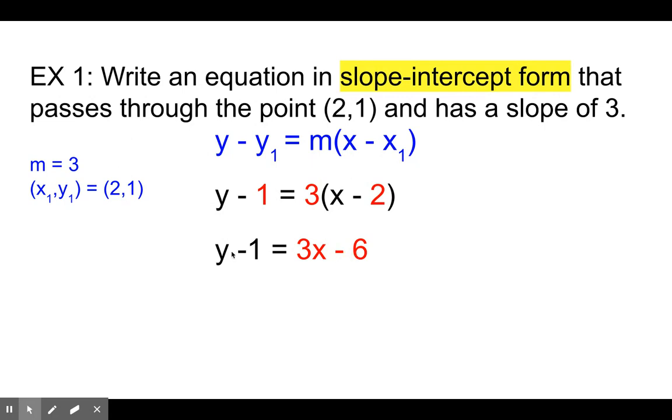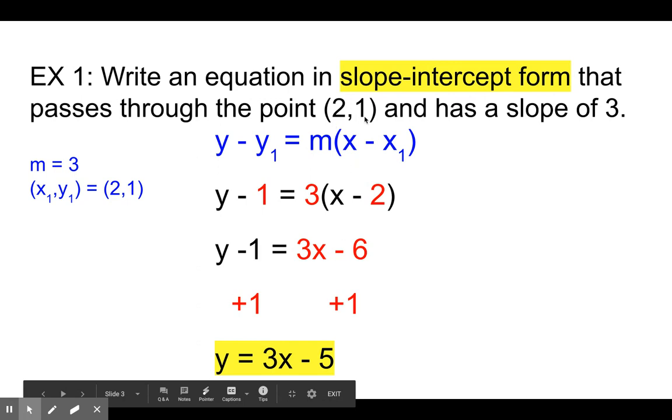Almost done. We just need to get this y alone, so we need to get rid of minus 1. So I'm going to add 1 on both sides. And when I do that, I'll be left with y is equal to 3x minus 5. So now I have an equation in slope-intercept form. It has a slope of 3, and it passes through the point (2, 1).